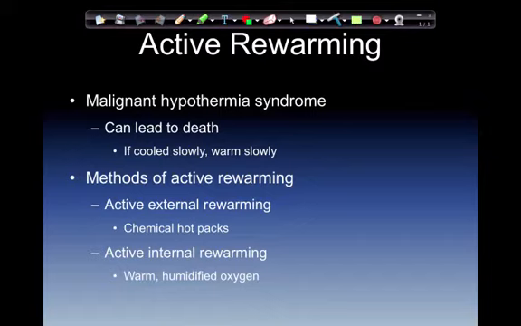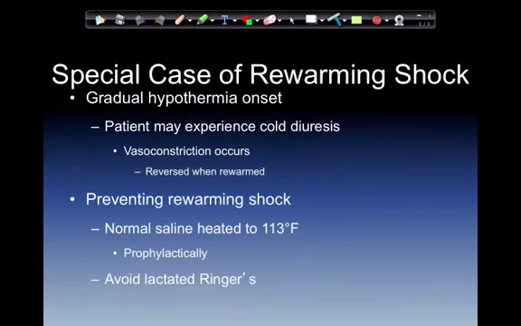Active internal warming: warm humidified oxygen, approximately 104 to 113 degrees. Administer it either via mask or preferably via the endotracheal tube. With gradual hypothermic onset, there is a special case of rewarming shock. Patients may experience cold diuresis, and this is from shunting towards the core and tons of fluid being diuresed off.